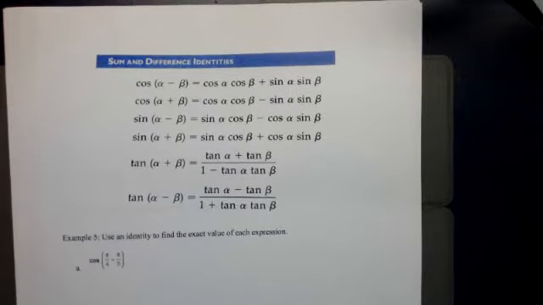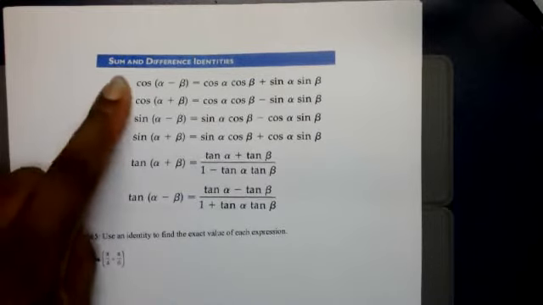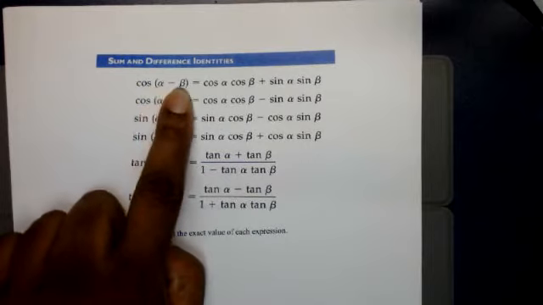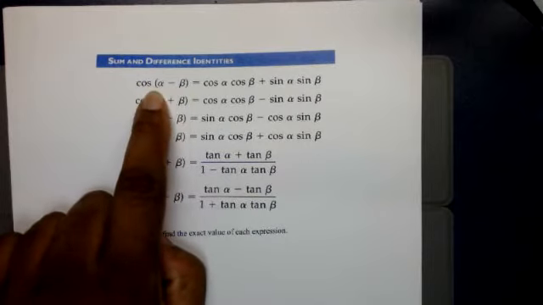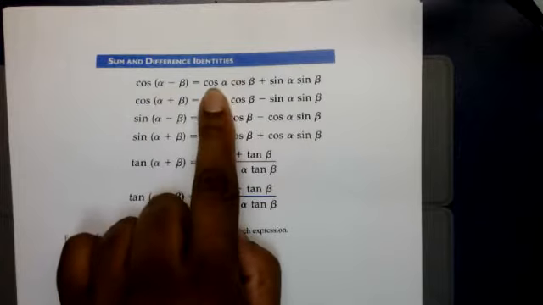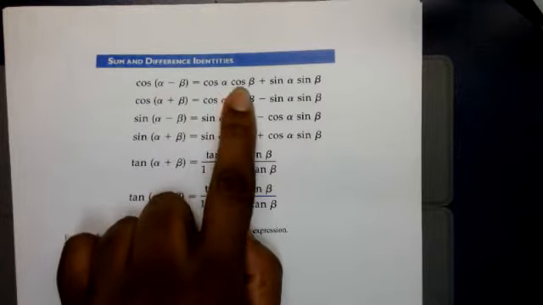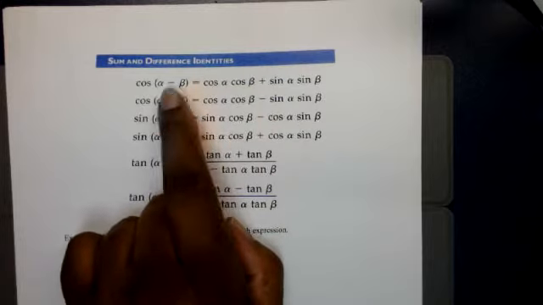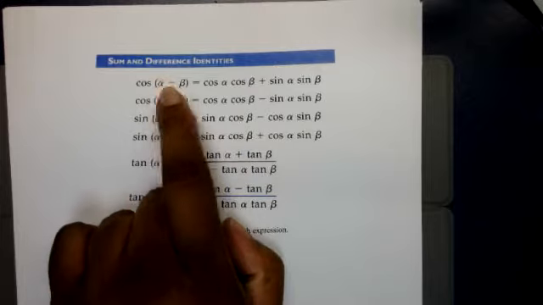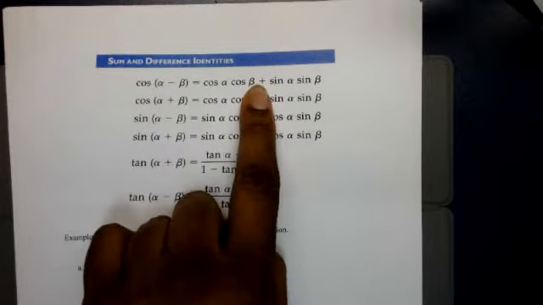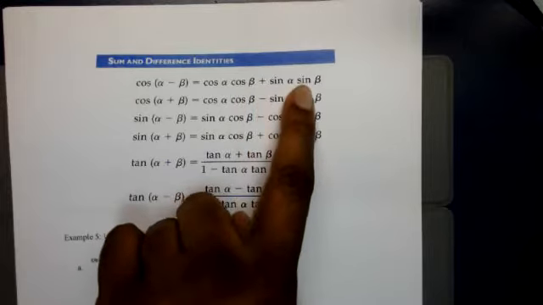Sum and difference identities. We're going to be doing problems using these 6. Here, the cosine of alpha minus beta is going to expand as this: the cosine of alpha, which is the first angle, times the cosine of beta, the second angle. And then the minus with the cosine is going to change to the opposite sign, which is a plus: sine alpha, sine beta.